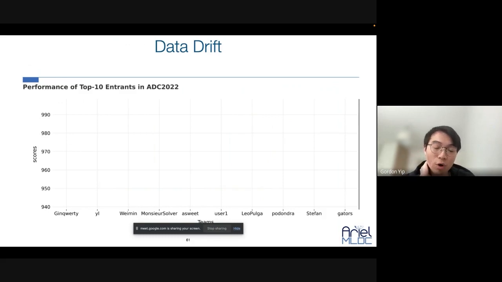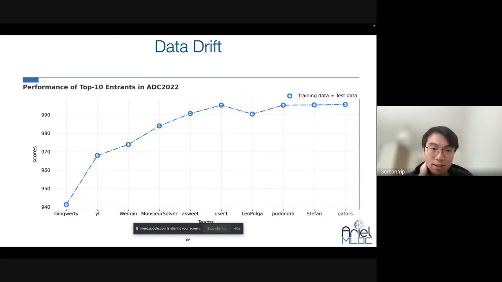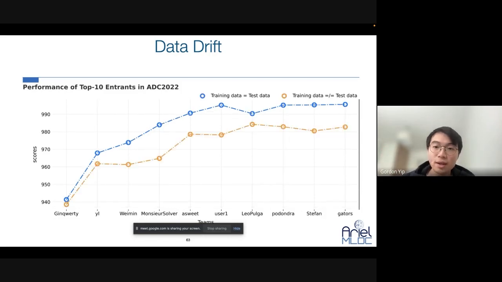So what we are essentially investigating is what we call a data drift effect, and that is the performance of our top 10 entrants, lined up by their performance. You can see on the right-hand side that the Gators have the highest score, and they were the first place winners in the 2022 edition. That is their performance when the training data is the same as the test data. All good. But when the training data is different from the test data, you can see a systematic decline in the performance of these neural network models, all of them across the board. There's no exception there.